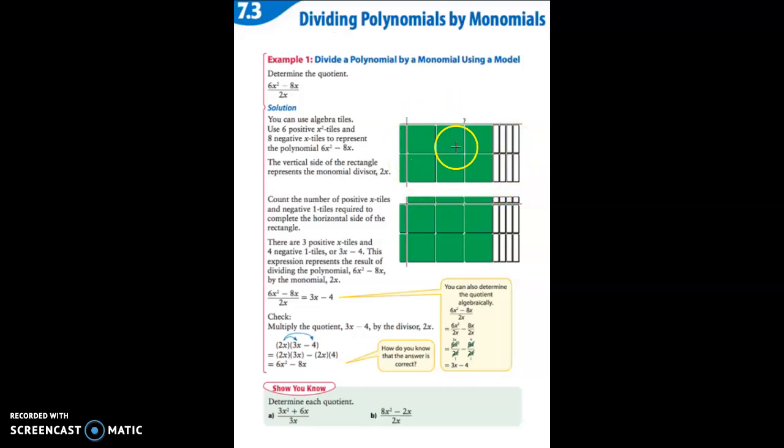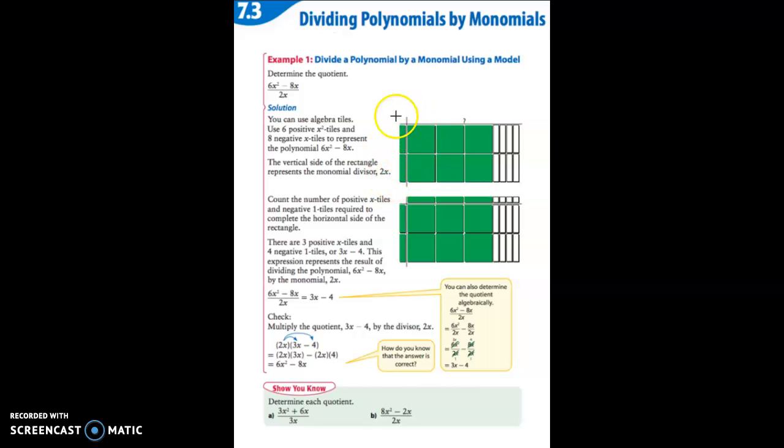green block, and then the white bars, the negative x. So we have 8 of them, which is negative 8x. And then on the left side, we have the display of two vertical rectangles, which is our monomial divisor, 2x.